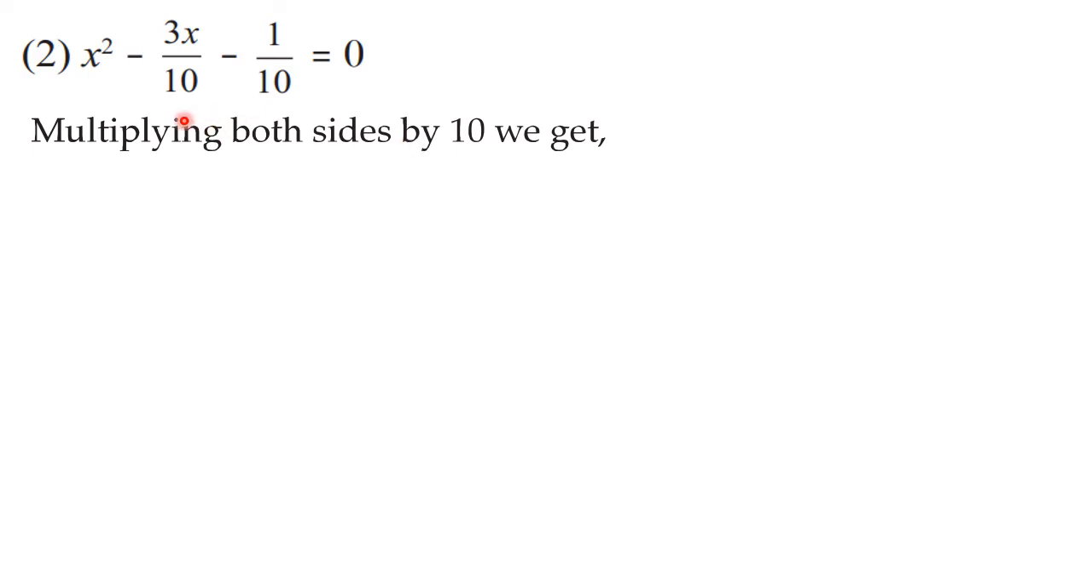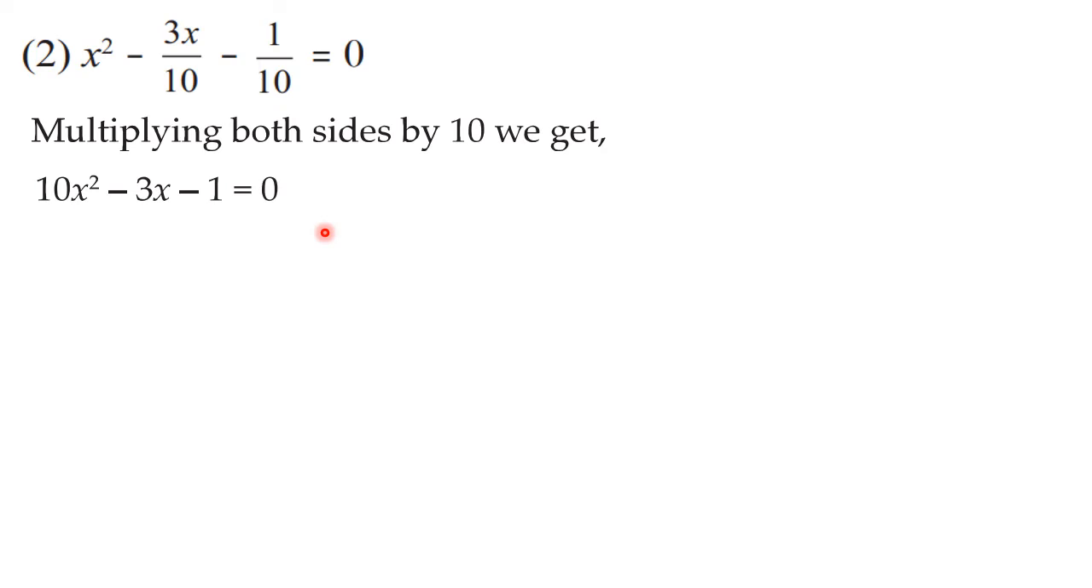And when we multiply the first term by 10, we will get 10x square. Here if we multiply, then 10 and 10 will get cancelled and simply minus 3x will be left. Similarly, here also if we multiply by 10, 10 and 10 will get cancelled and we will be left with minus 1. Okay. So our equation will be like this: 10x square minus 3x minus 1 is equal to 0. Now observe, is it in standard form? Yes, it is in standard form, that is ax square plus bx plus c is equal to 0.